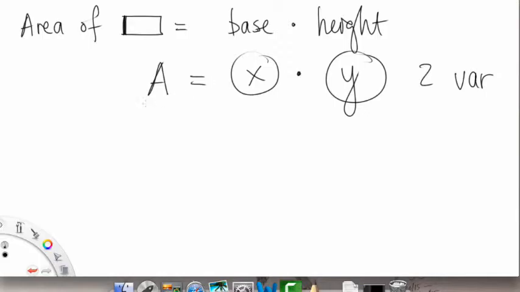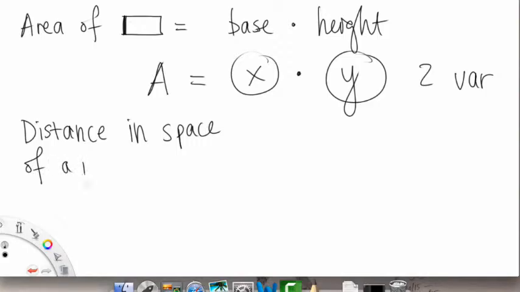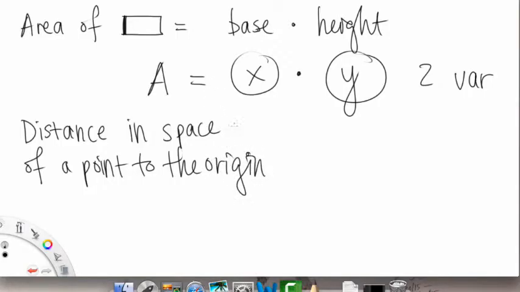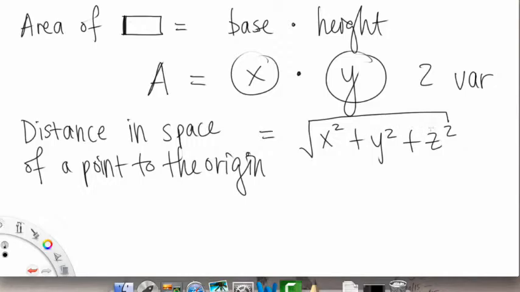Now let's look at another one. How about distance? We'll have the distance formula here: distance in space of a point to the origin. Space meaning 3D, three-dimensional. So our distance formula is going to look like the square root of x squared plus y squared plus z squared, since this is to the origin, so everything is minus 0. Here we have three different independent variables, x, y, and z. So this is a three-variable, multivariable function.